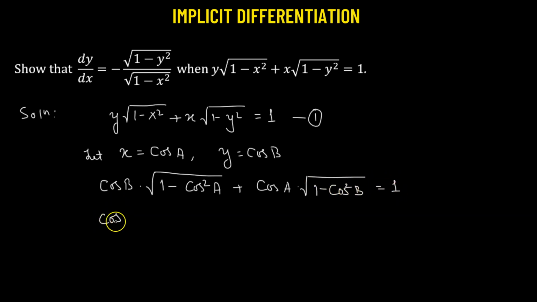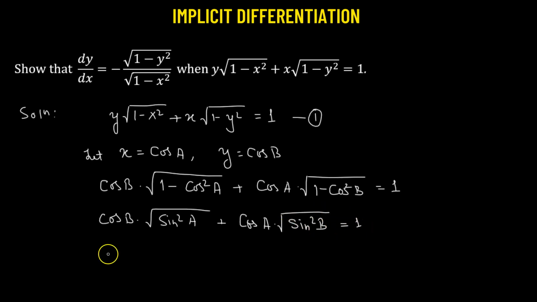So that gives us cosine of b times square root of 1 minus cosine squared a, so this is sine squared a, plus cosine of a multiplied to square root of sine squared b, which will be equal to 1. Now cosine of a times square root of sine squared a will be sine of a, plus cosine of a times square root of sine squared b will be sine b. So this is equal to 1.